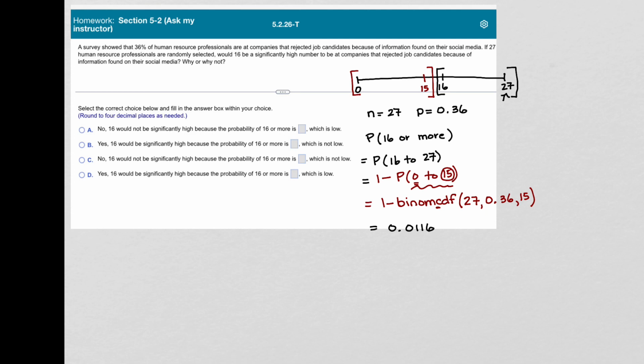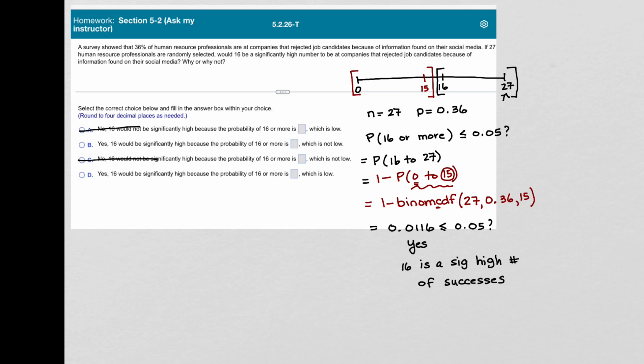Now, the way that we determine if 16 is a significantly high number is we look at the probability of 16 or more, and the question is, is this probability less than or equal to 0.05? So I look at my result, is this number less than or equal to 0.05? And my answer is yes. So 16 is a significantly high number of successes, or more specifically in this problem, a significantly high number of human resource professionals. Okay, so we know that 16 is significantly high. So I'm going to eliminate A, which said no, and C, which said no. So then I look at B and D.